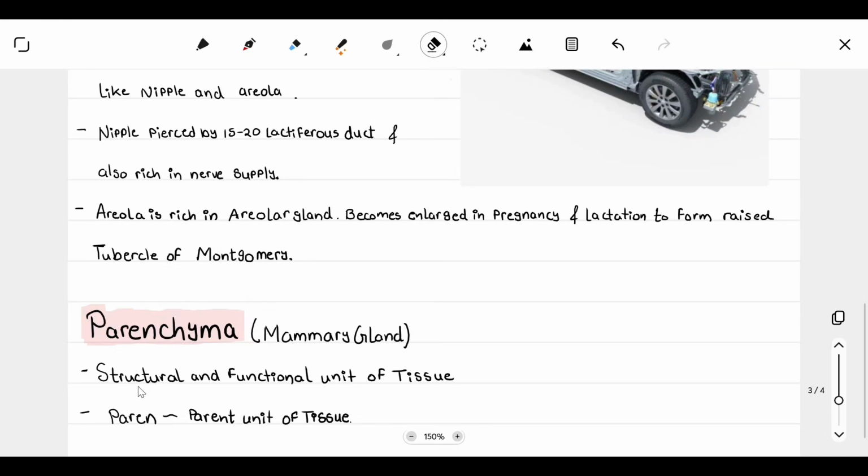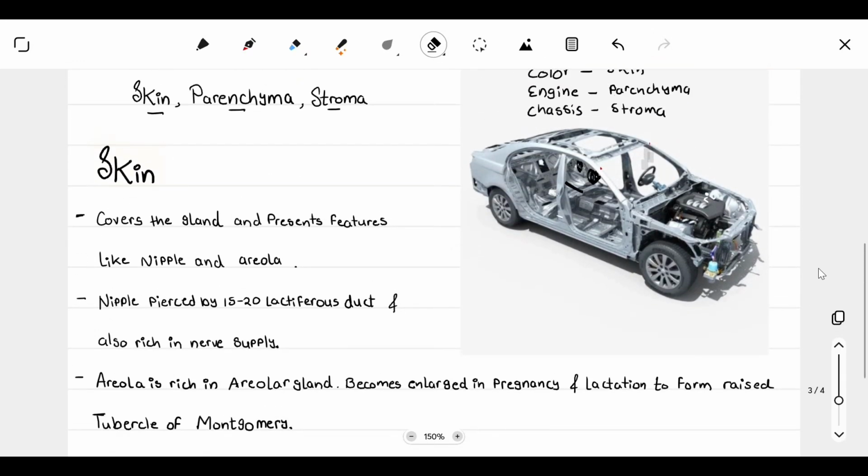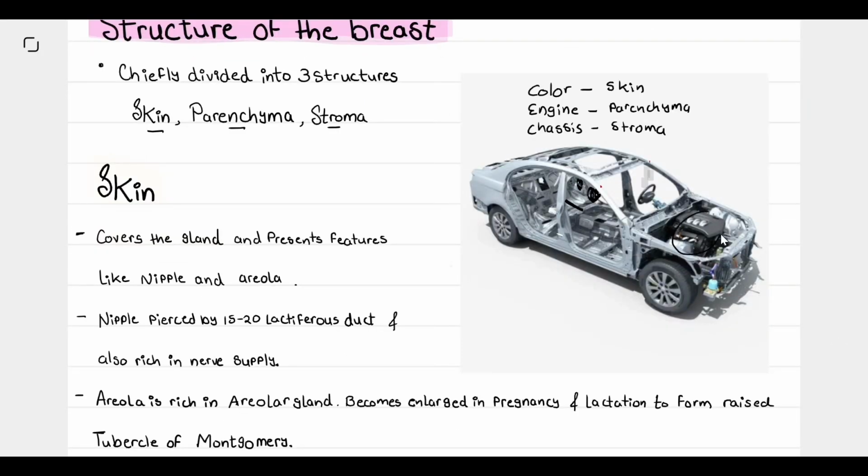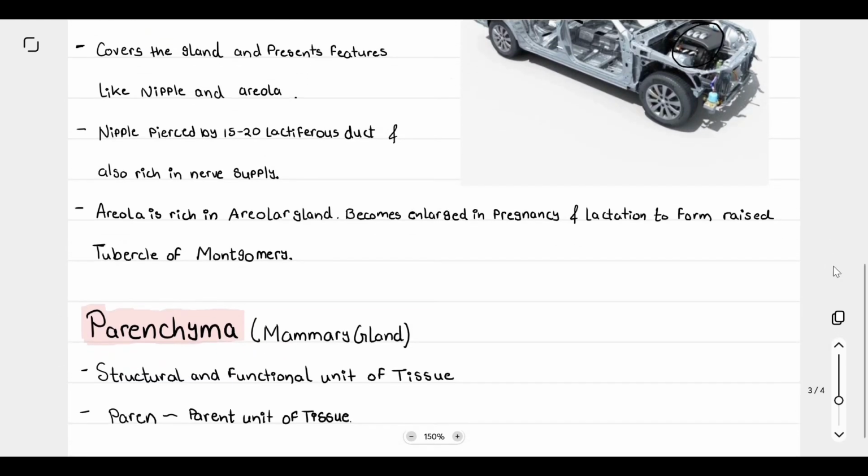So what is parenchyma? Structural and functional unit of tissue. And the way I used to remember it is parent unit of tissue. So in the case of the breast, the parent unit of tissue is our mammary glands, which produce milk. So mammary gland represents the parenchyma of the breast. And to relate this with our analogy, the parenchyma is the engine of the car, or the parent unit of the car, which are the mammary glands.